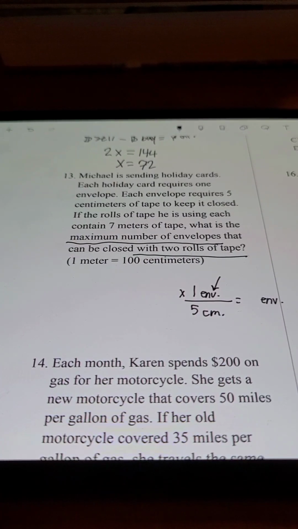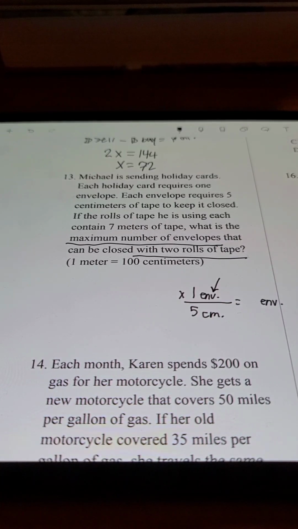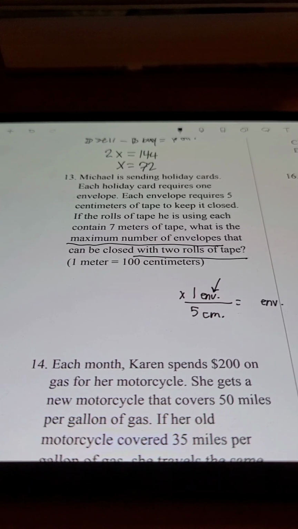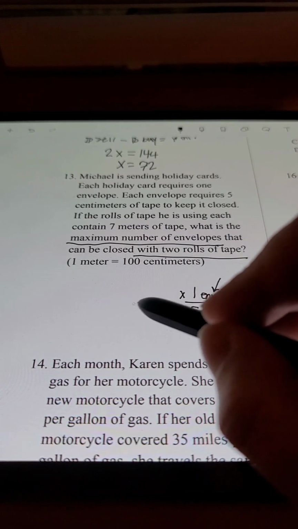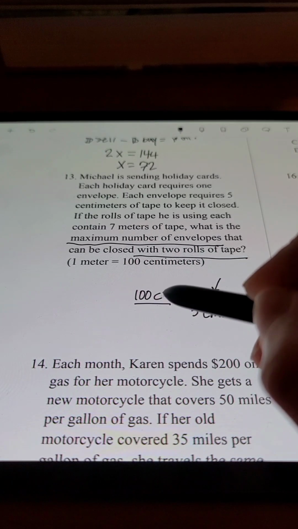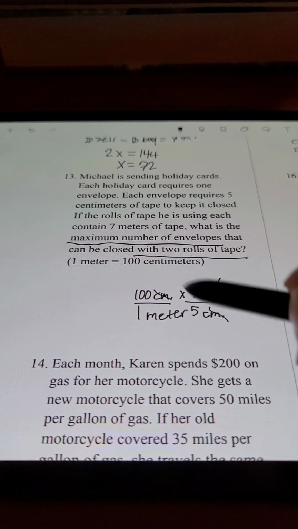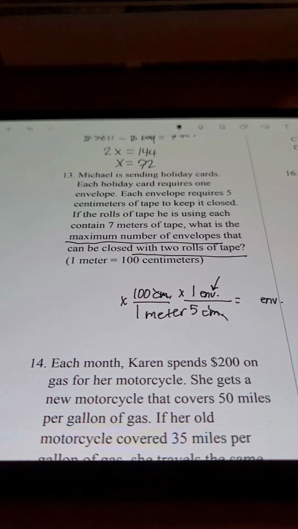So let's do this the reverse stoichiometry way. So I want to end up with envelopes as my final unit, so that's why I'm starting with this at the end of my problem. So I want to now work backwards to cancel out centimeters right now. So I see that there's a relationship of 1 meter equal to 100 centimeters, so I'm going to use that. So I'm going to say 100 centimeters goes on top, that way these will cancel for every 1 meter. But now I need to cancel out meters. So how am I going to do that?